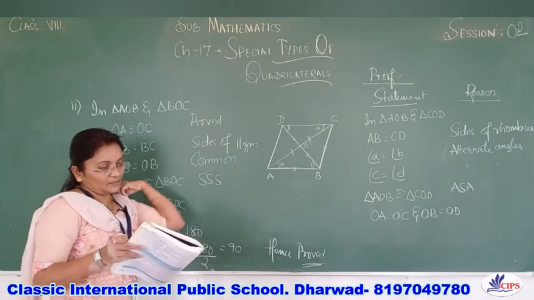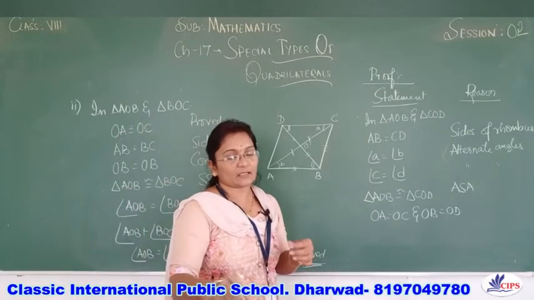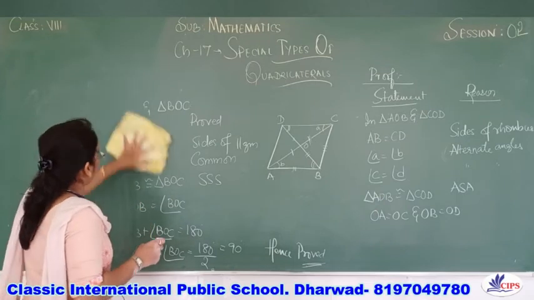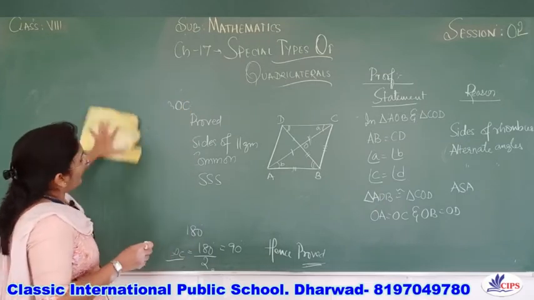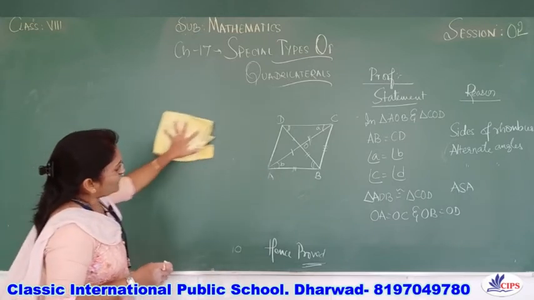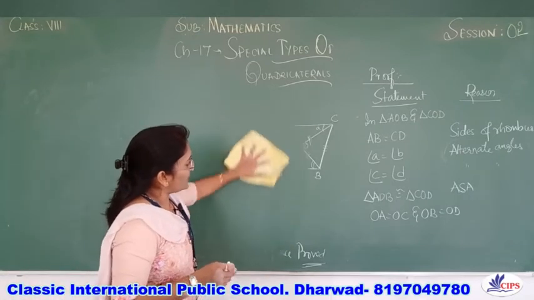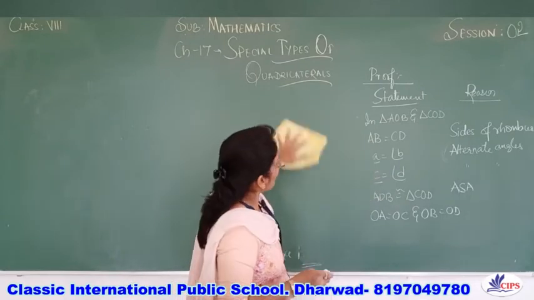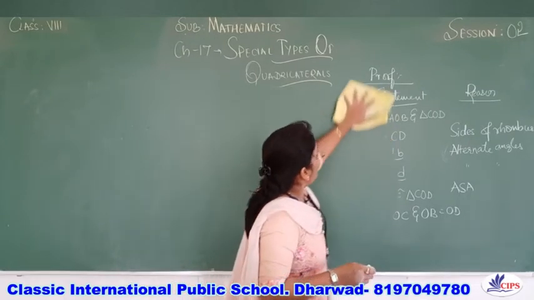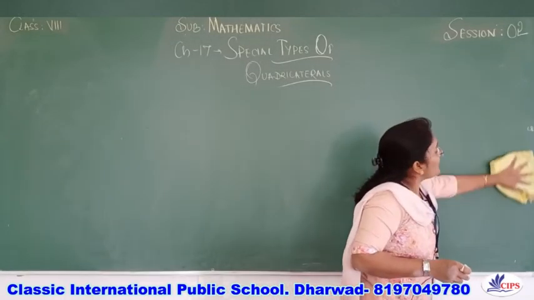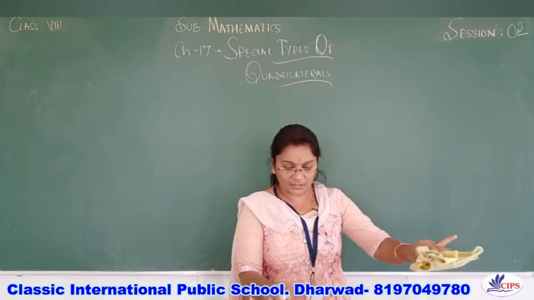So let's move on to the next quadrilateral, that is the square. What is the definition of a square? It is similar to your rhombus. A square is a quadrilateral in which all the sides are equal, all the angles are equal and each angle is 90 degrees. Now let us see what theorem we have in the square. I think there also they might give you that diagonals bisect each other at right angles. So let us see what is there.